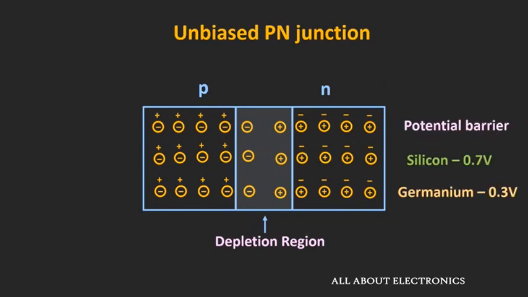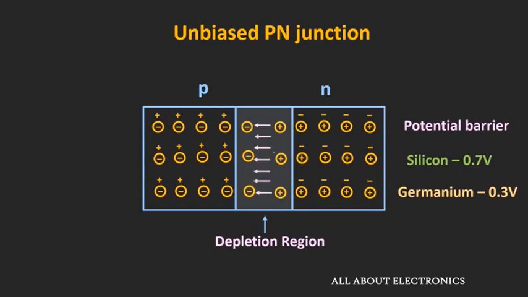For silicon, this built-in potential is equal to 0.7 volt, while for germanium it is roughly around 0.3 volt. So the free charge carriers, or to be precise the majority carriers in both regions, have to overcome this barrier potential to cross this depletion region. And only a few majority carriers are able to cross this barrier whenever there is no external biasing.